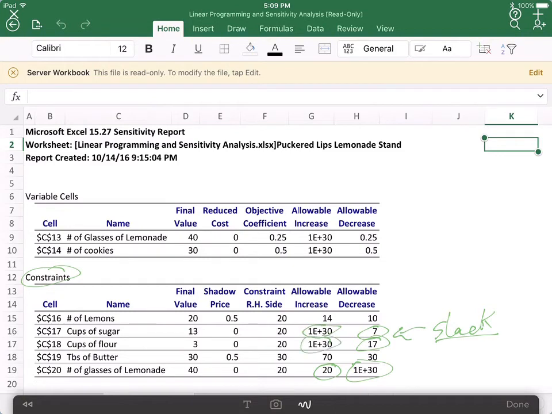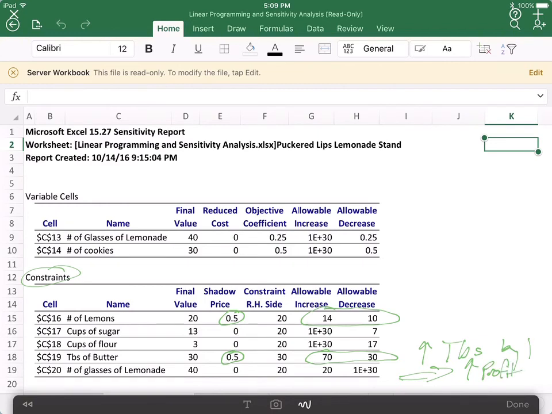There's really no limit on the amount of sugar and flour that you could add, but we don't want to keep those around. We probably want to free up the space in our warehouse. But let's say we wanted to actually increase our profit. Where we can see that is in our shadow prices. What the shadow prices are telling us is that within this range of increase and decrease, for every unit that we increase the amount of our constraint that we can use, so if we increased tablespoons of butter by 1, that results in an increase in the profit by 50 cents.